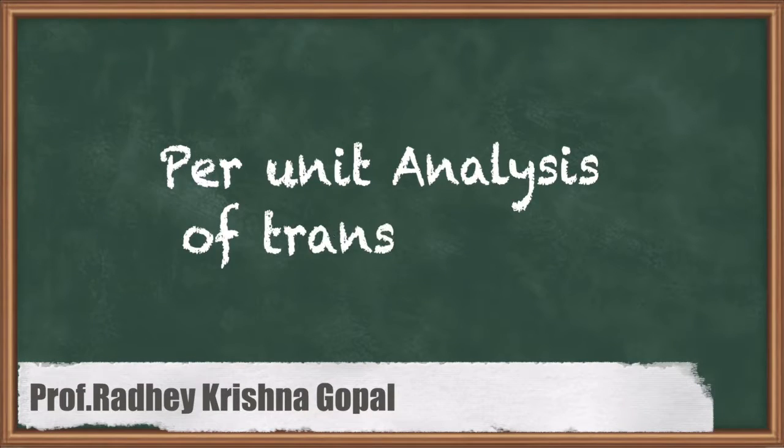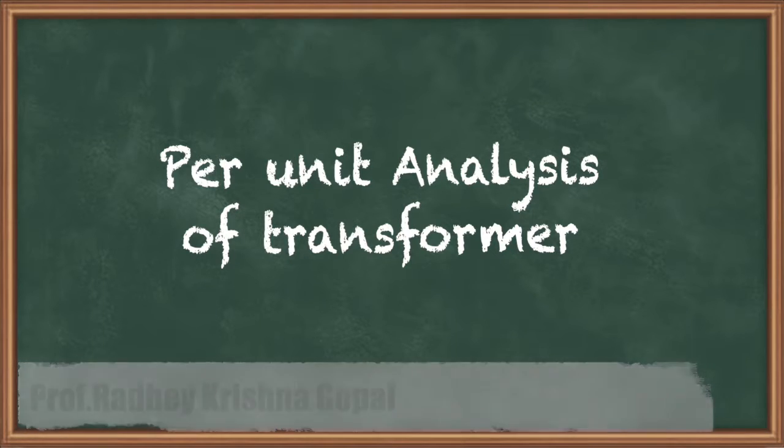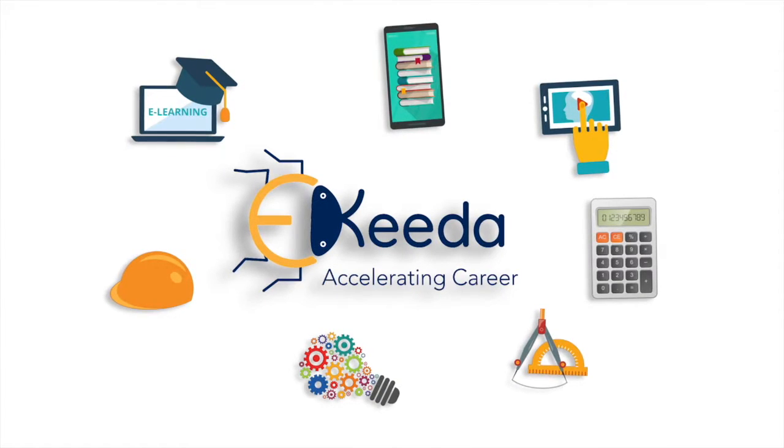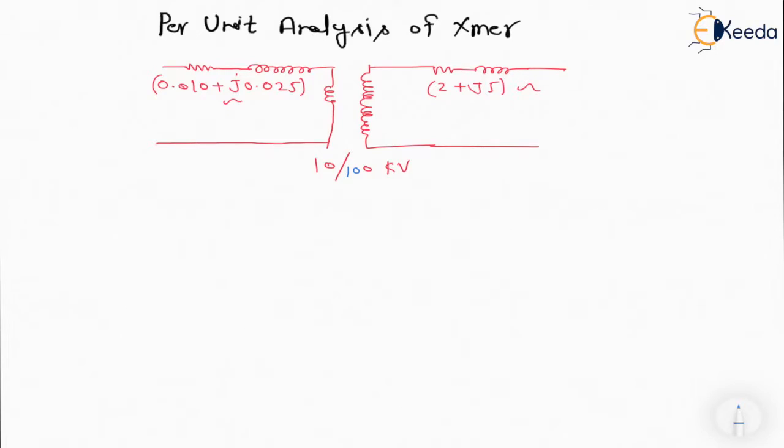Hello friends, now we are going to study per unit analysis of transformer. We have one step up transformer, a voltage ratio 10 by 100 kV, and we know we can write the value of a is equal to 10, and if we write step up transformer, it will elaborate which kind of transformer it is.